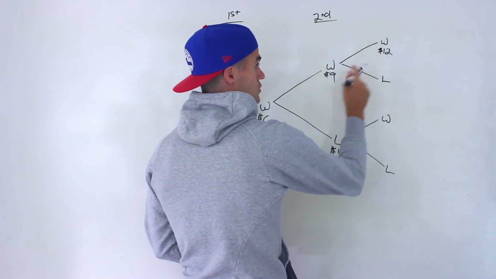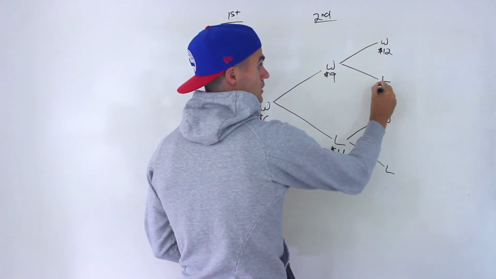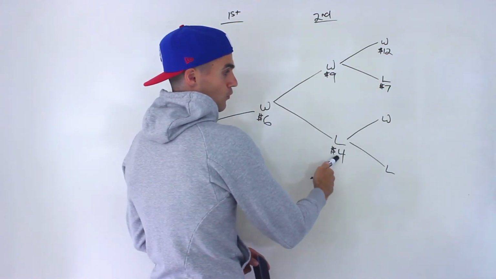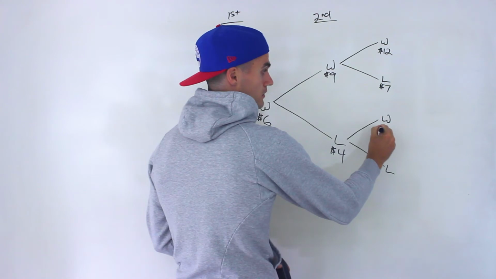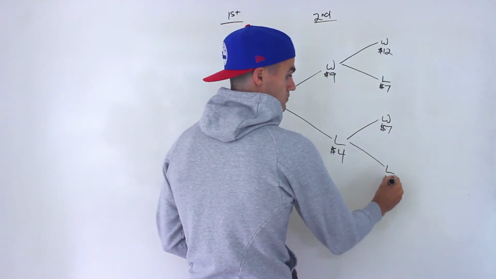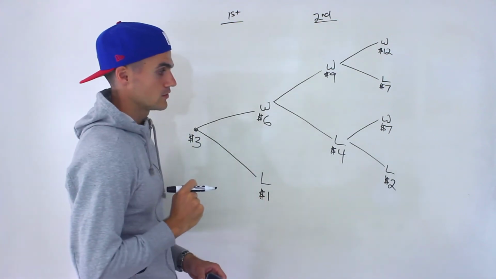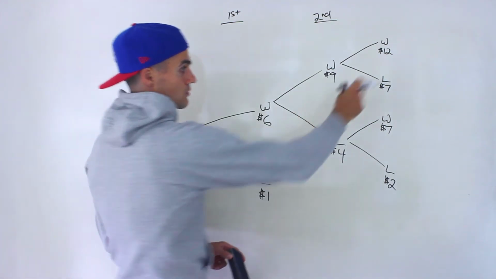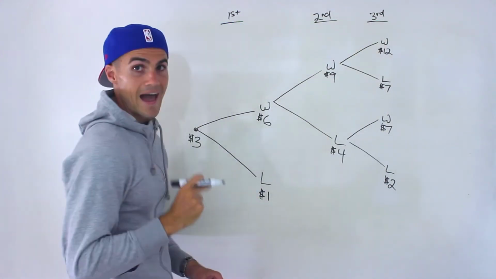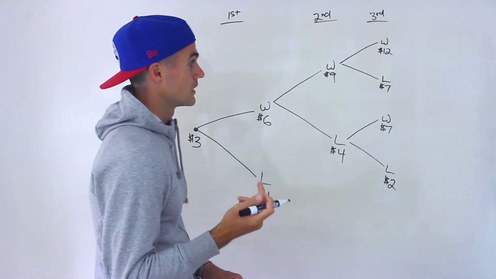You'd have $12 here. If you lose the $2 wager, you'd end up with 7 there. Here, you have 4. If you win, $3 profit, this would be 7. If you lose the $2, this would be 2. Right there, you'd have $2 left. So all of this are the results after the third game.